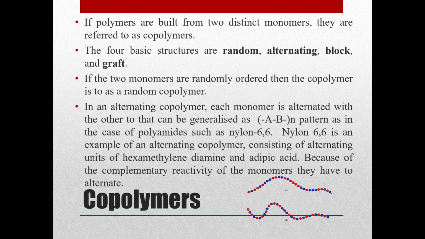Nylon 66, which we shall learn in detail later on, is an example of an alternating copolymer consisting of alternating units of hexamethylene diamine and adipic acid. Because of the complementary reactivity of the monomers, they have to alternate. So because of the complementary reactivity, the monomers will always form an alternate pattern in the case of nylon 66. We shall see this later on in much more detail.